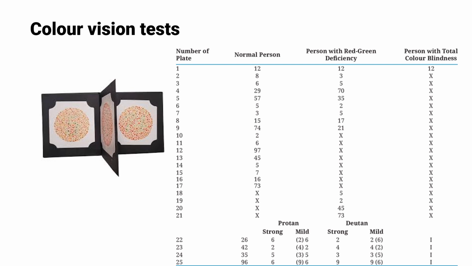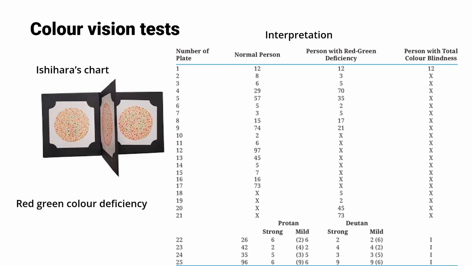So basically Ishihara's chart is random dots of primary colors against dots of a different color. It identifies red green color deficiency. A normal person will read some numbers, whereas a person with red green deficiency reads something else, and a person with total color blindness will not read anything. So you can identify a protan or a deutan. You will only identify red green color deficiency with Ishihara's chart. You cannot identify blue yellow deficiencies.